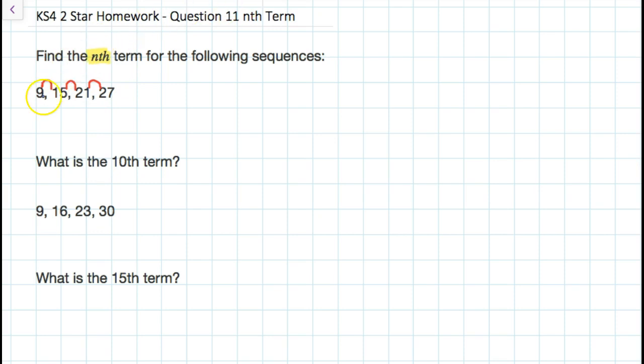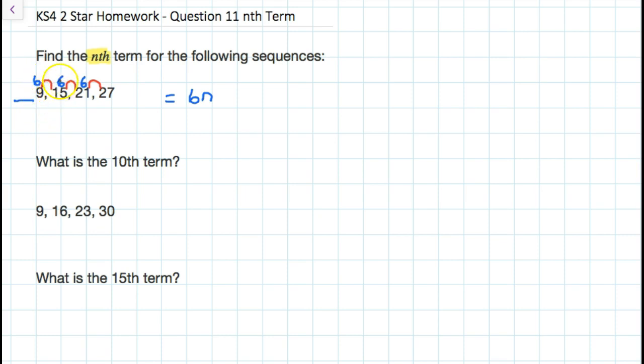So looking to see what the difference is between 9 and 15, we've got a difference of 6. 15 to 21, also a difference of 6, and the same for 21 to 27. So that gives us 1 mark in an exam straight away for knowing that 6n is part of our answer. It's usually worth 2 marks altogether. The second mark is found by working out what happens before the first term that's given to you.